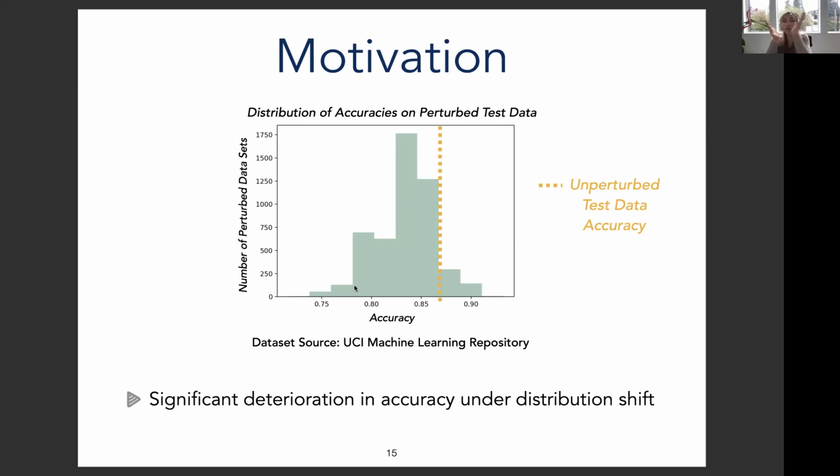When the distribution of my deployment data is different from that of my training data, I don't have guarantees anymore, and my model may perform quite poorly. Are there any questions so far?